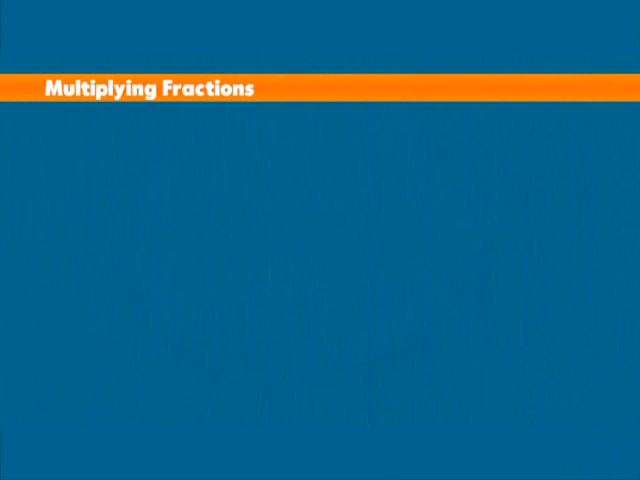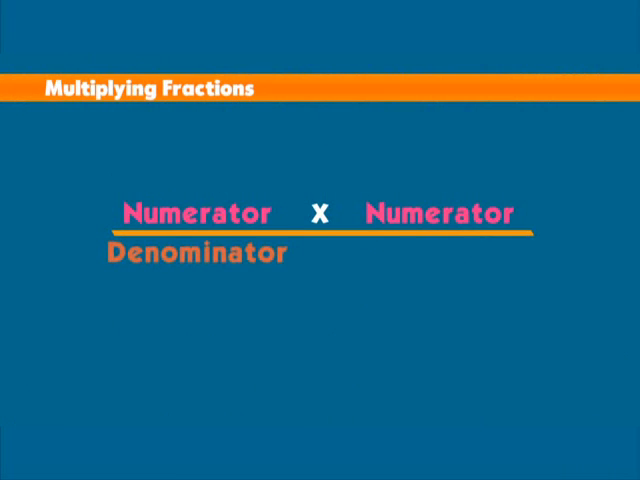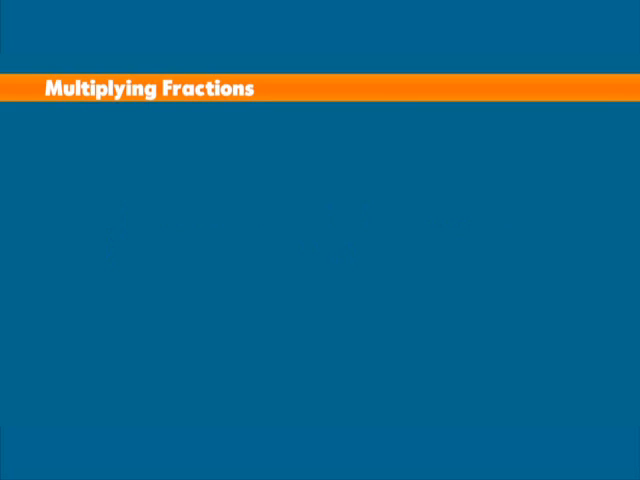Multiplying fractions is the easiest because you can simply multiply numerator times numerator and denominator times denominator. You don't have to have the same denominator when multiplying. Let's try and multiply 4 over 5 times 2 over 9.